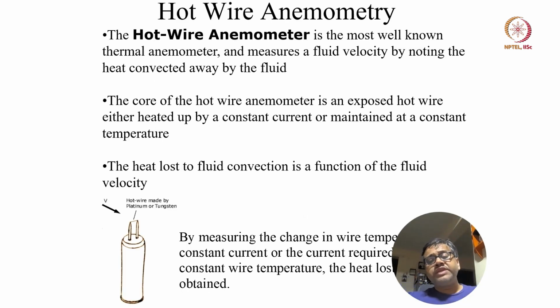So now we move on to the case of hot wire anemometry. Hot wire anemometry is the most well-known thermal anemometer, and it came before the LDVs, and it measures the fluid velocity by noting the heat that is convected away by the fluid.